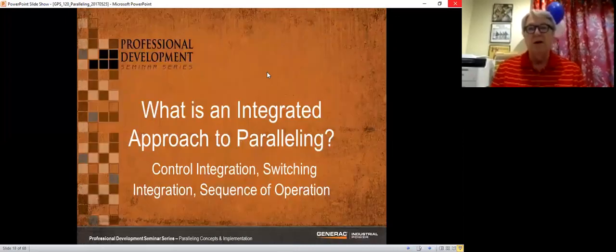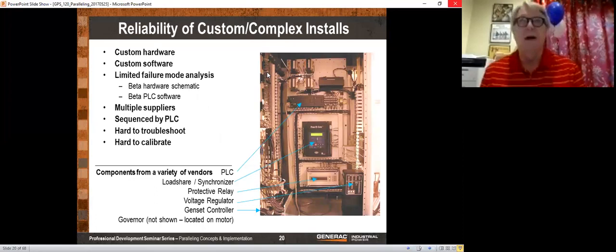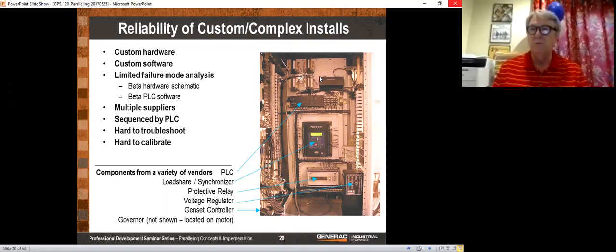Now, what is an integrated approach to paralleling? This is your master controller. Now, in this particular master controller, you can see on the top we have a PLC, a programmable controller. Allen Bradley, Siemens, Mitsubishi, GE, and that's got a custom program in it. It also has remote I/O out here and lots of inputs and outputs that it can go to the various sensors in this master controller. The next thing down here is a load sharing and a synchronizer. Well, that's nice. You've got 2 things in one box. It can not only do the synchronizing, but it can also control your load sharing.